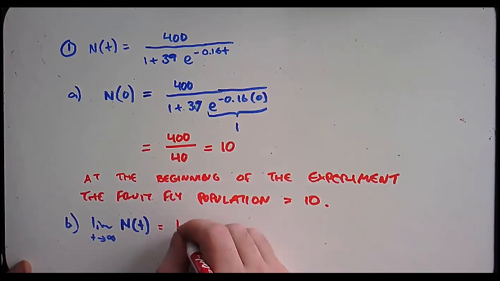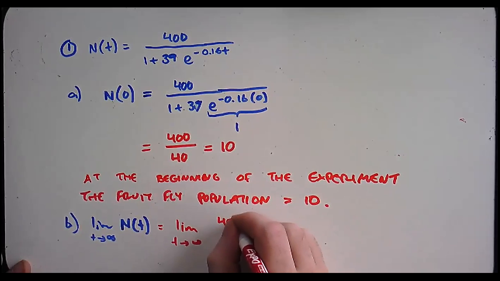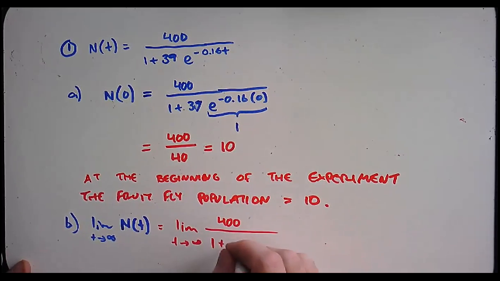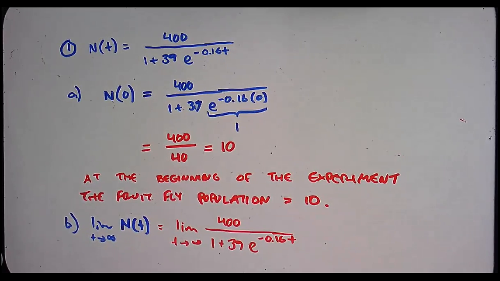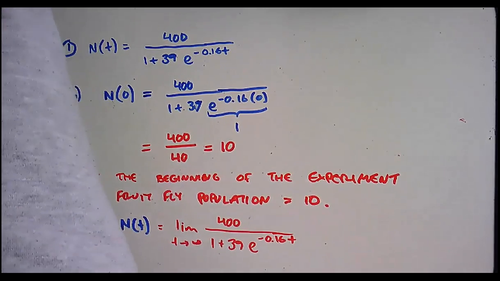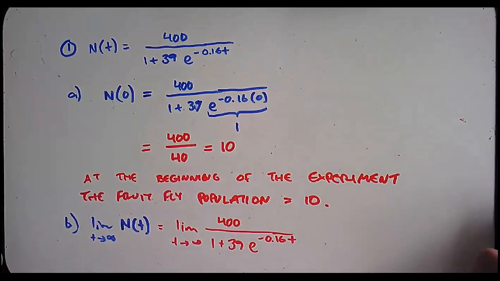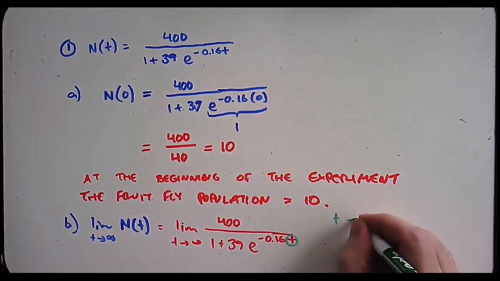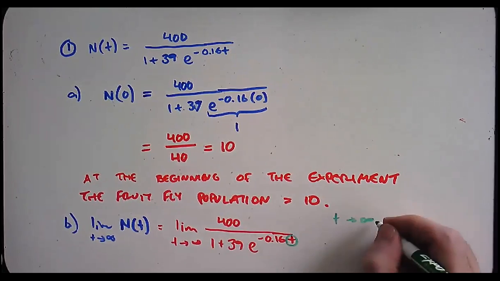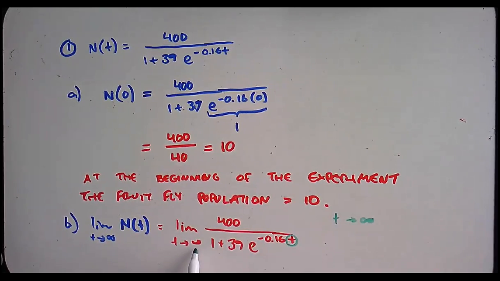So limit as t goes to infinity of 400 over 1 plus 39e to the negative 0.16t. I'm going to do this the same way we've done other limit problems and complex functions here, and that's just to sort of group things and talk about what happens to each piece here. All right, well, t is going to infinity, right? That's where our limit is headed.